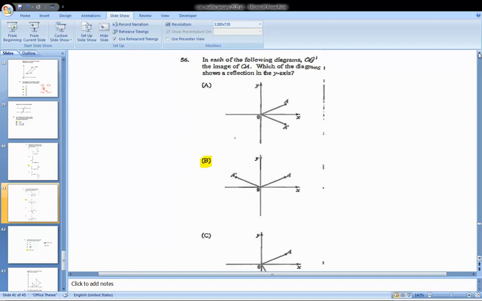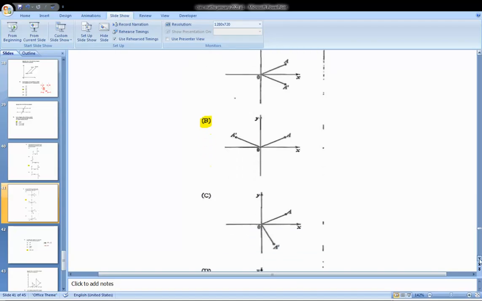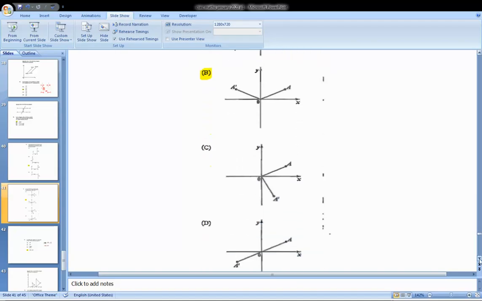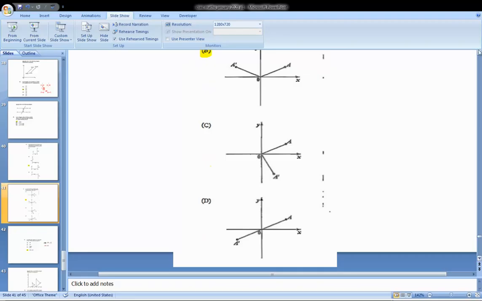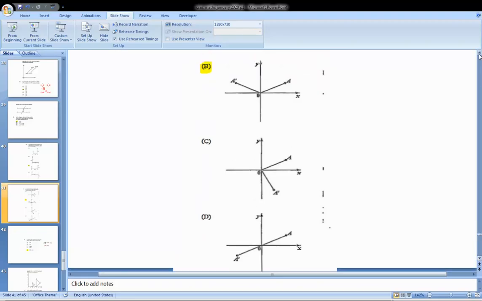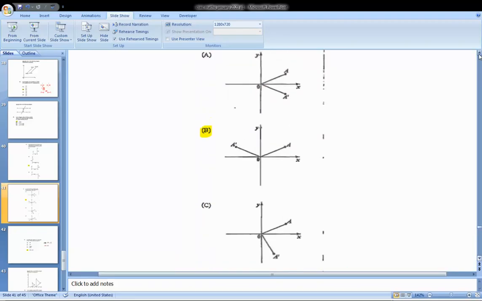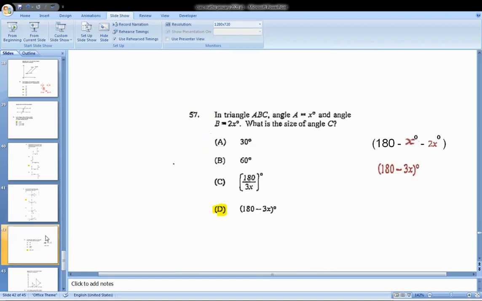56 says, in each of the following diagrams, OB is the image of OA. Which of the diagrams shows a reflection in the x-axis, in the y-axis? So from our given diagrams, B would be our answer when you look at all of them. So B would be our answer.